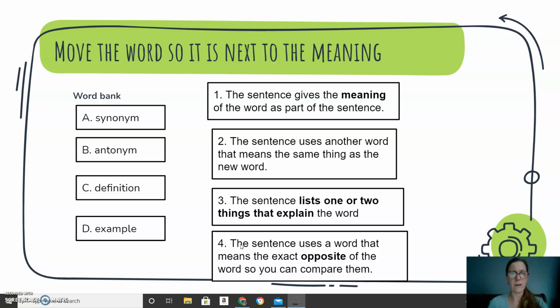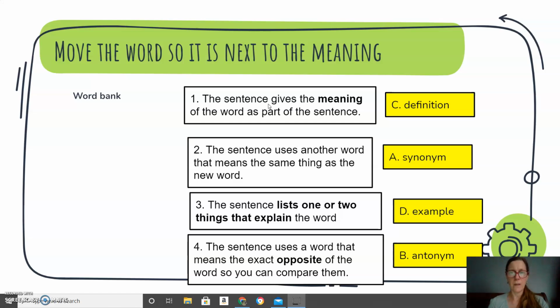At the top here it says move the word so it is next to the meaning. On this assignment, many of you did not move the word. You did not move the word, okay? This is what your assignment should look like.